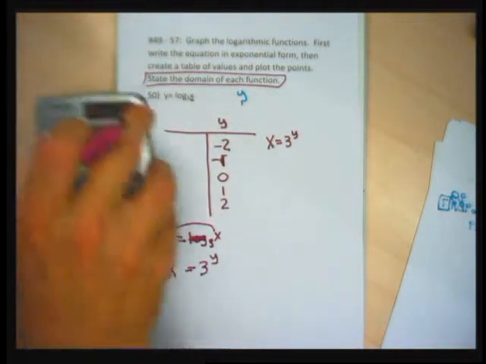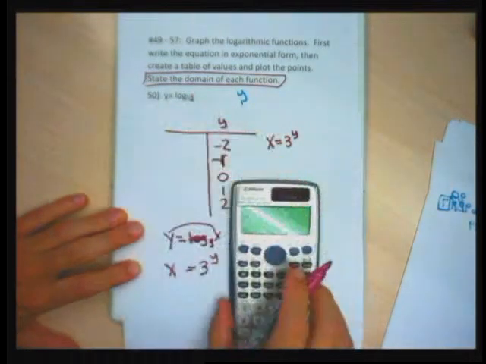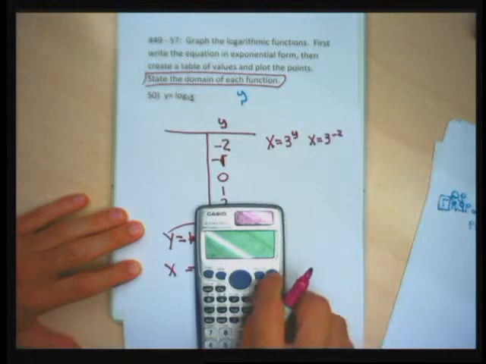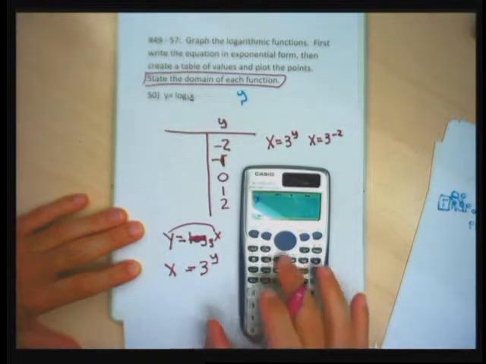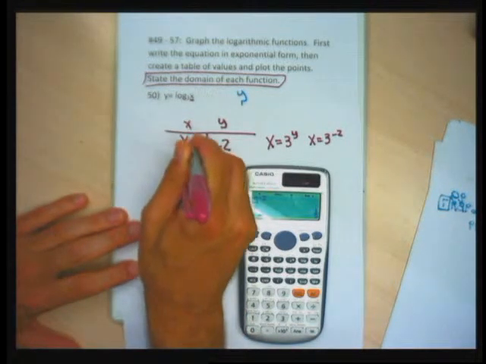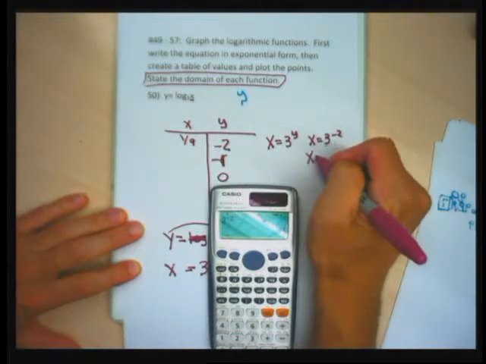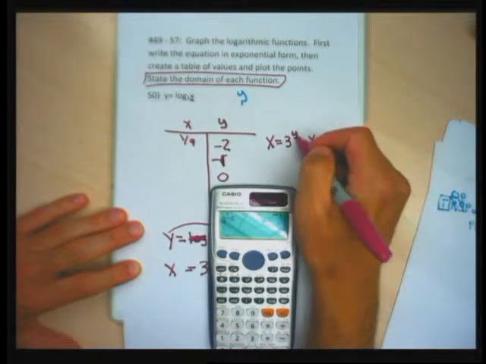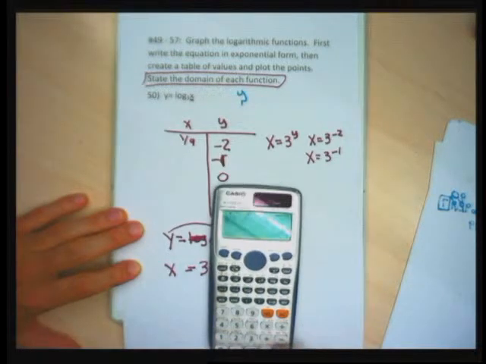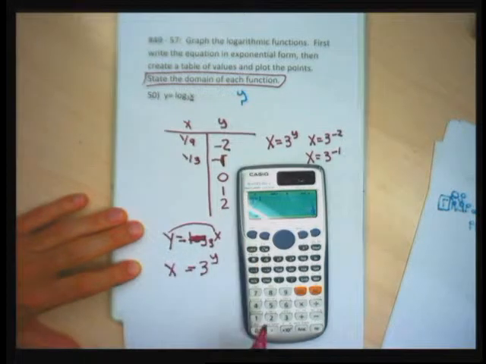And one at a time, I'm going to use not the table on my calculator, because the table doesn't work so well since it doesn't let me put y's in. I'm going to go first, x equals 3 to the -2. Not so hard on my calculator. 3 up arrow -2 is 1/9, and I'm going to put that in the x column. So the first point I'm going to graph is 1/9 comma -2. Then x equals 3 to the -1, by putting -1 in for y. 3 to the -1 is 1/3. So the second point I'm going to graph is the point 1/3, -1.